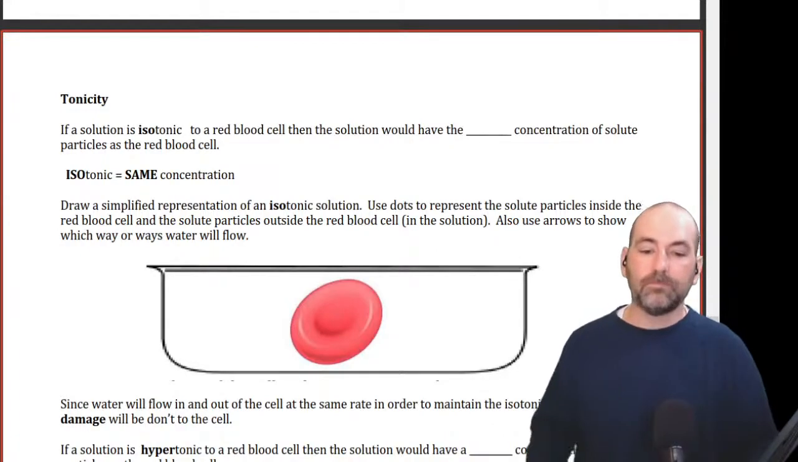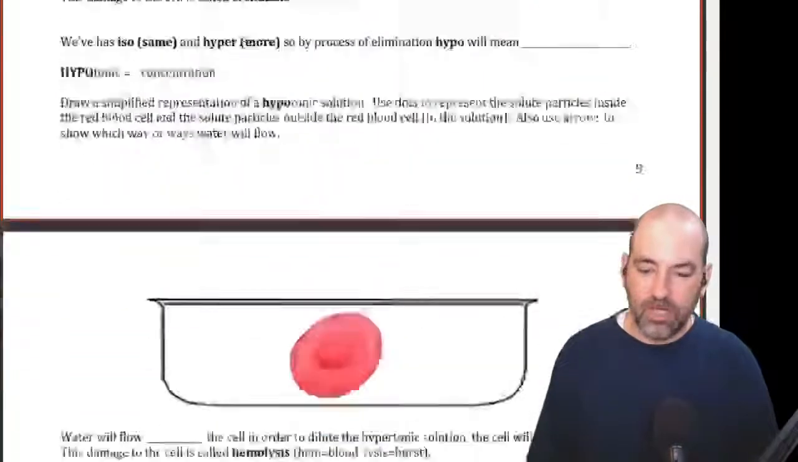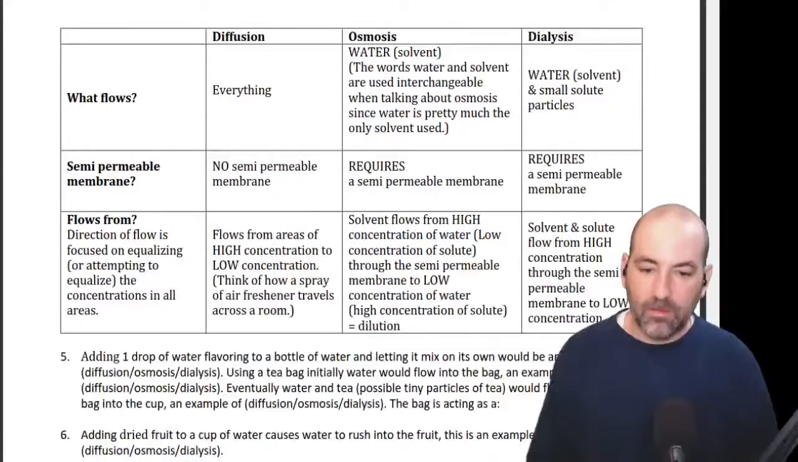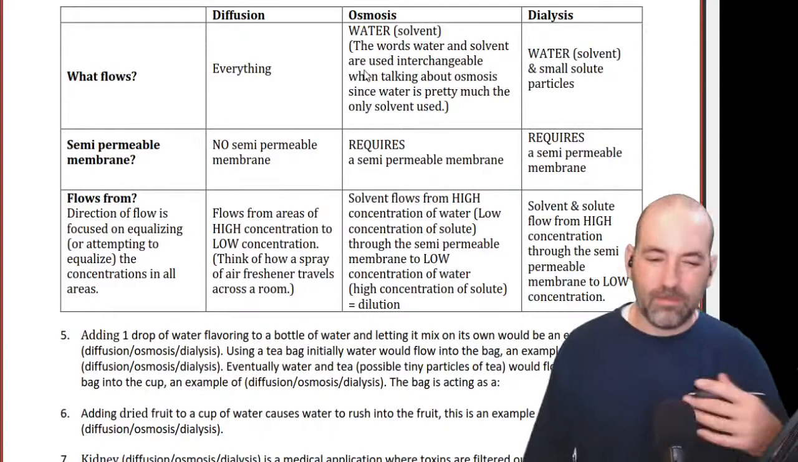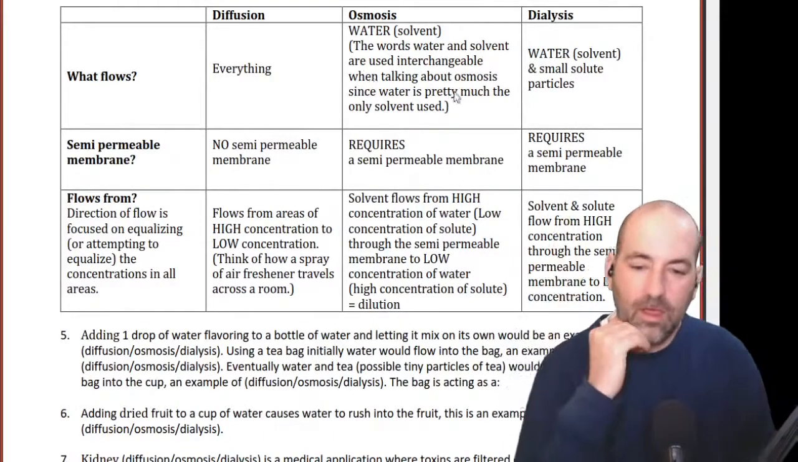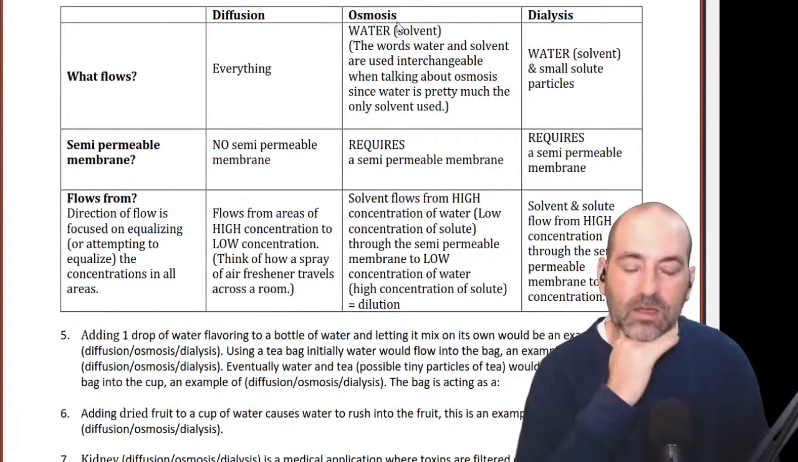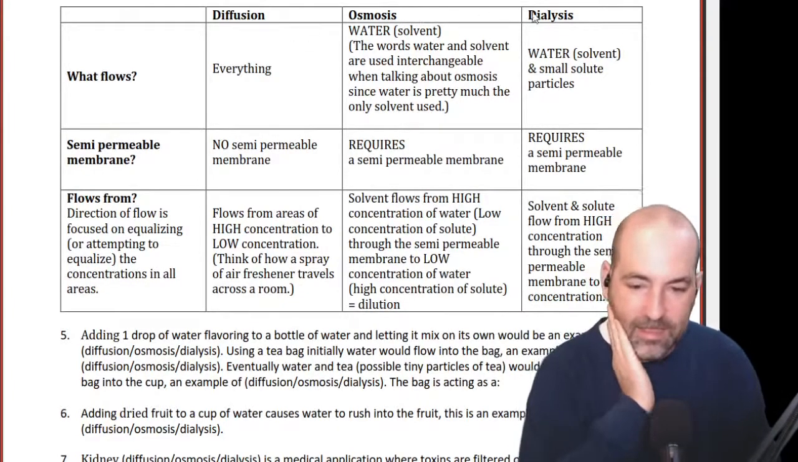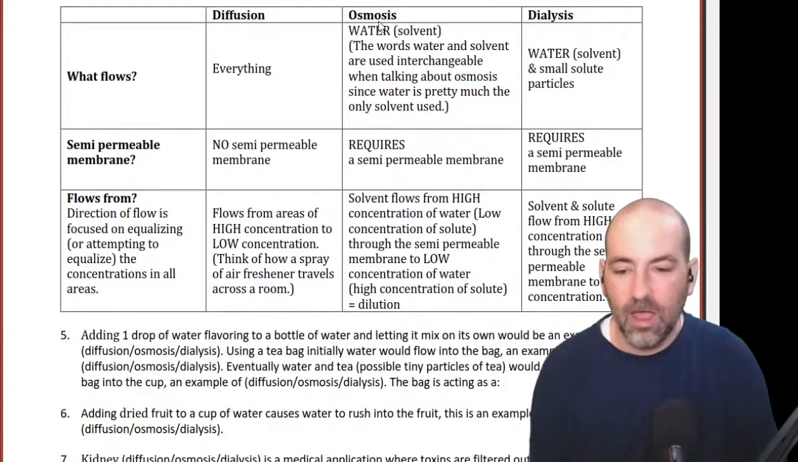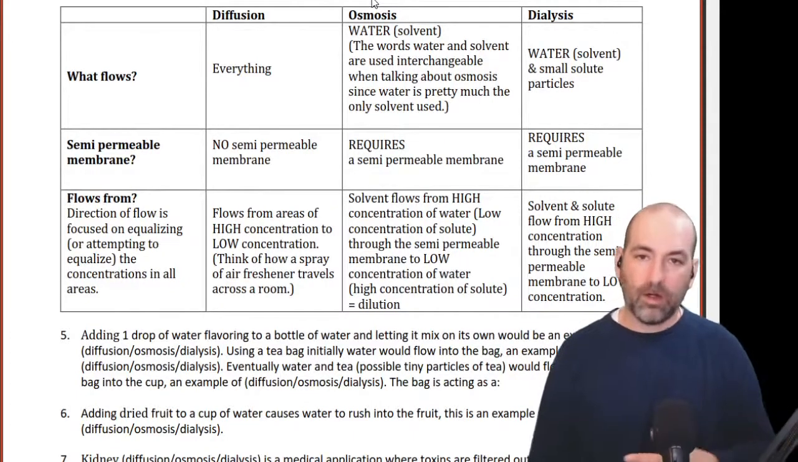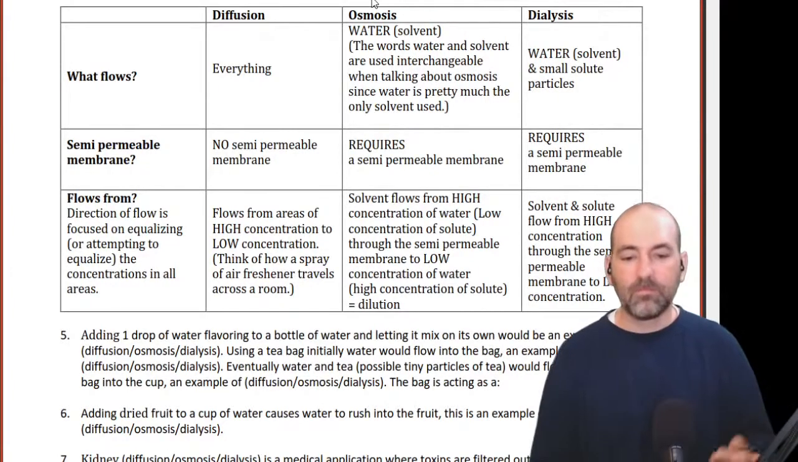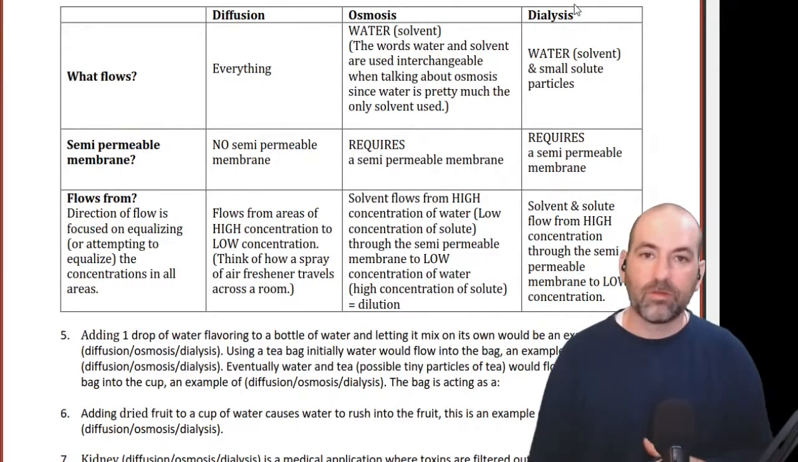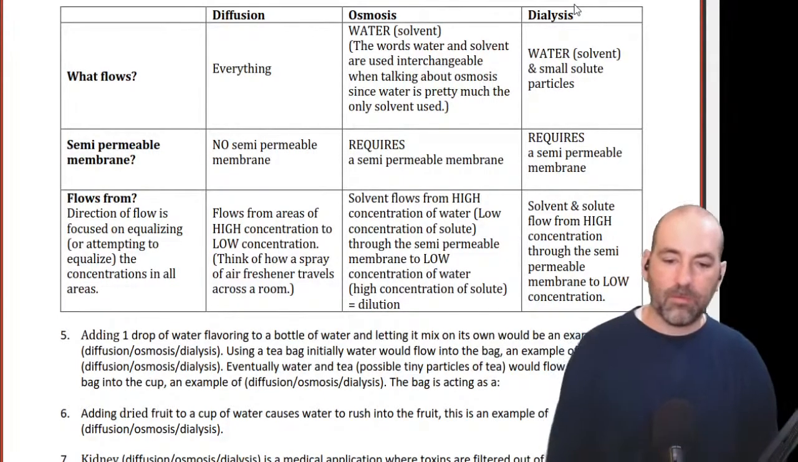Two processes are going on here, where I'm going to just jump down here. I feel like it makes more sense to define it first and then go back up. Two things are going on here: osmosis and dialysis. And you may have heard these terms before. Let's define them. Osmosis is the flow of water through a semi-permeable membrane. So just water. Whereas dialysis is other solute particles also going through that semi-permeable membrane.